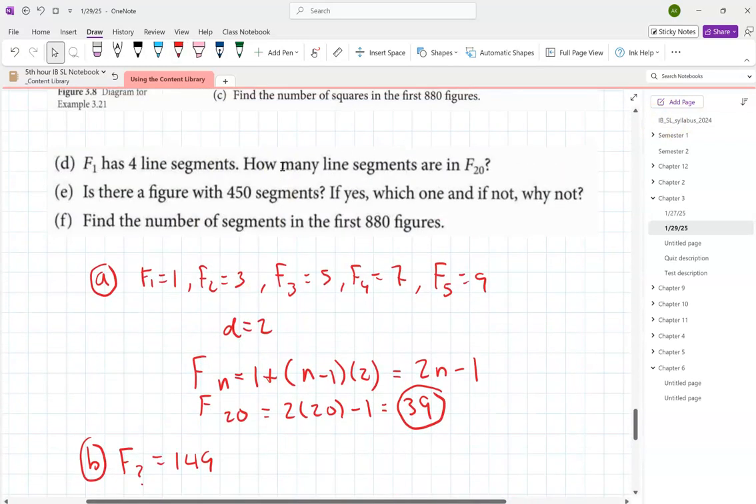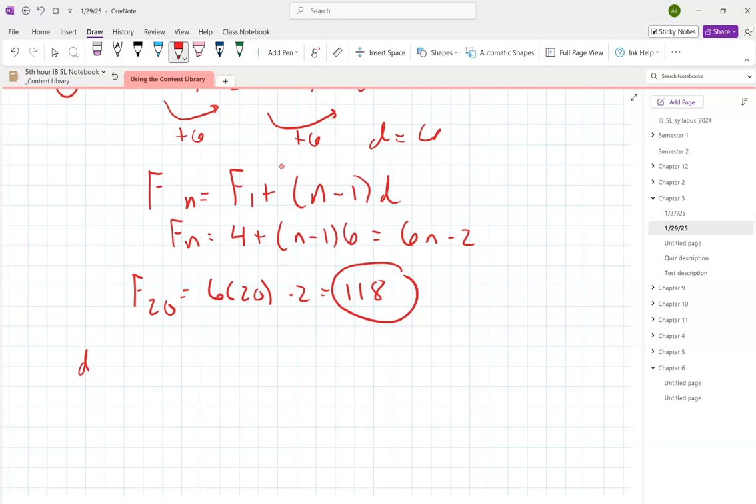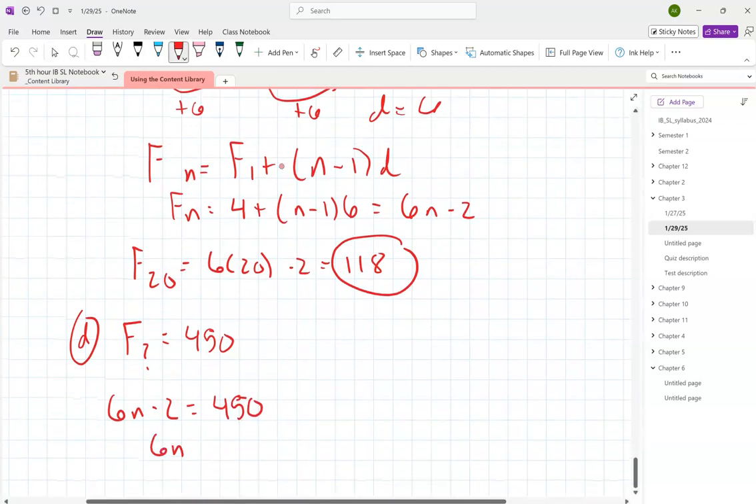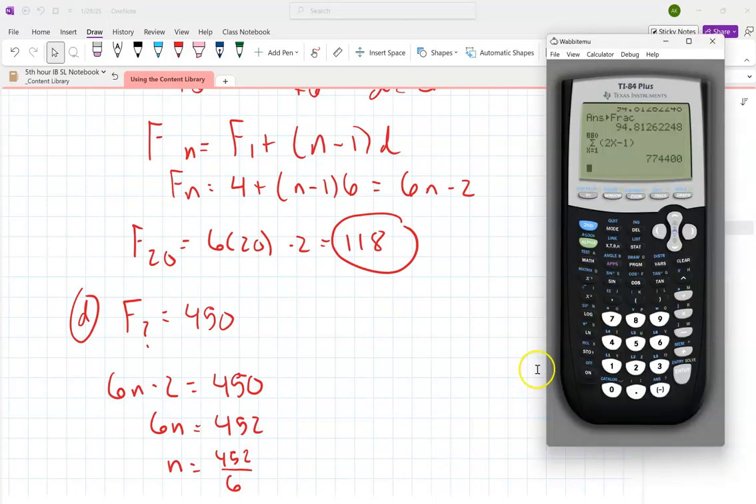Part E says, is there a figure with 450 segments? If so, why or why not? Basically, we're just looking, is there something that does this? So 6n minus 2 equal to 450. So I add 2 to both sides, and we divide both sides by 6. And I can tell immediately, just from looking at the number, that that doesn't divide. But let's convince you guys.